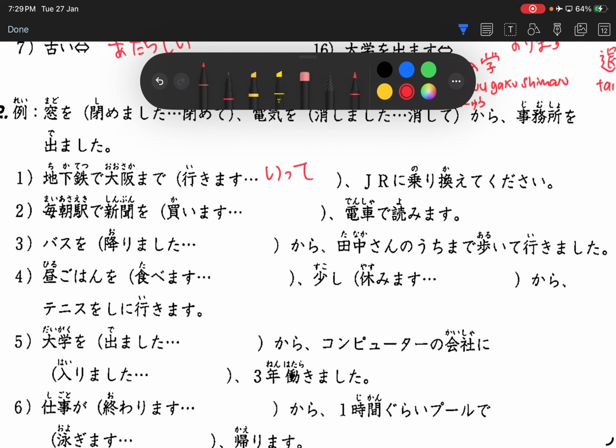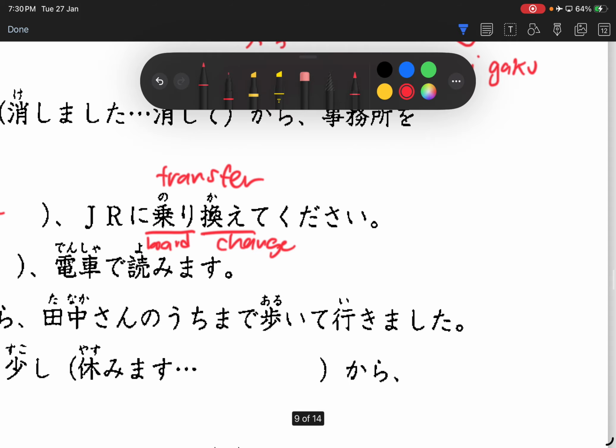乗り換えて means please change, 乗り換えて means transfer. 変えます means change the word. 乗ります means board. So board and change is technically a transfer. It doesn't make sense to say board and change, so it's just a word combining these two verbs together, and it becomes the word transfer. So 乗り換えて means transfer, and then there's one more word I want to introduce to you, it's called 乗り続き.